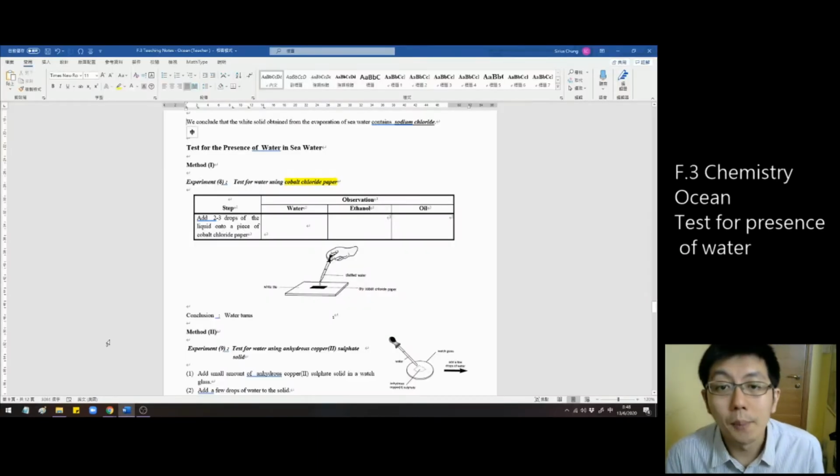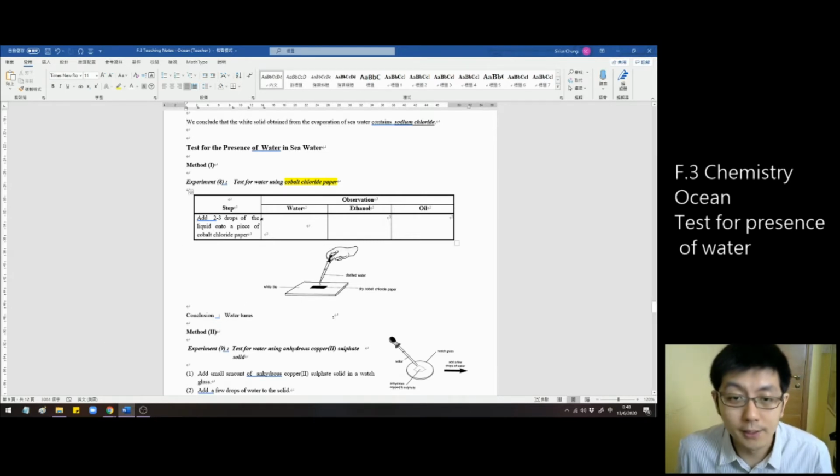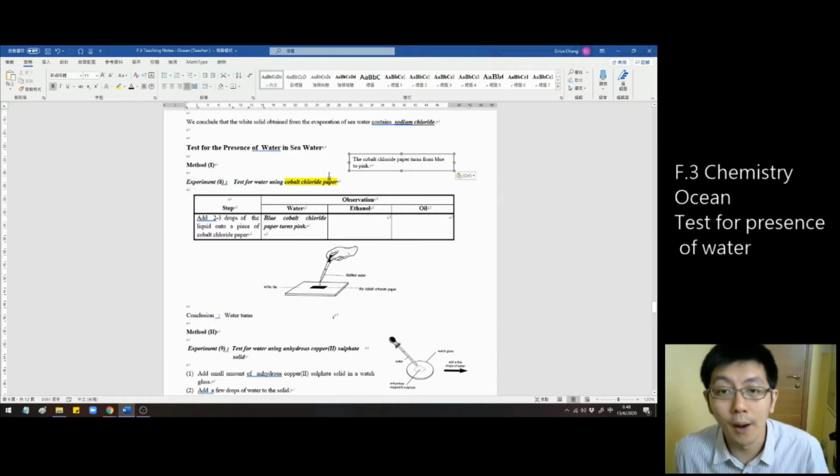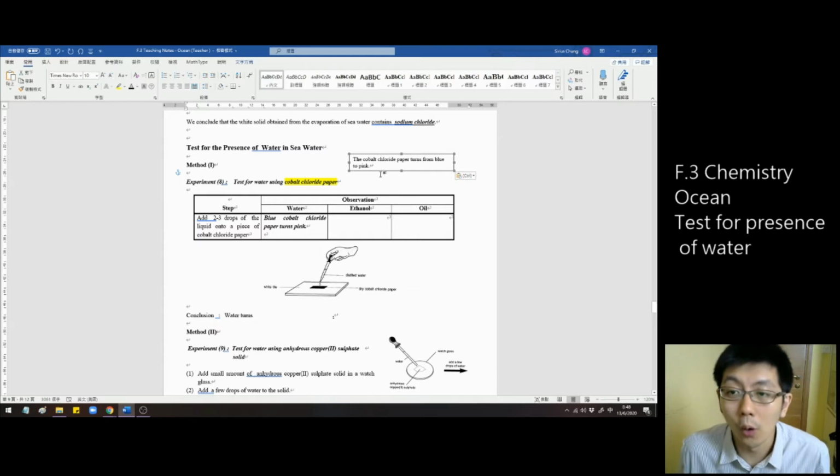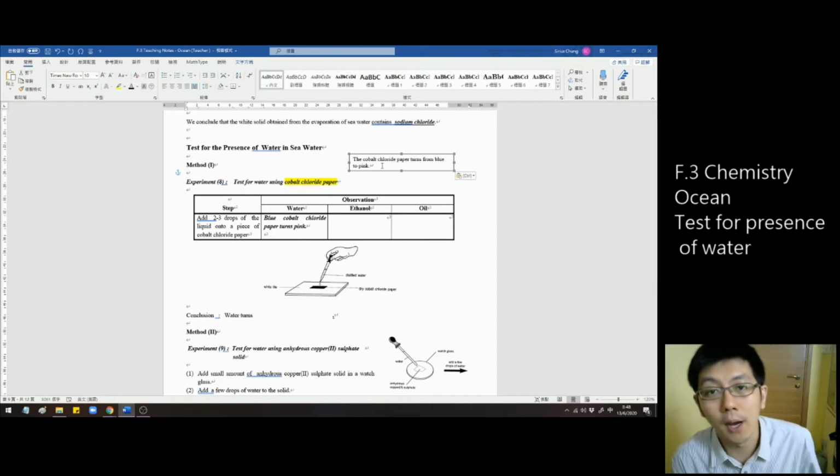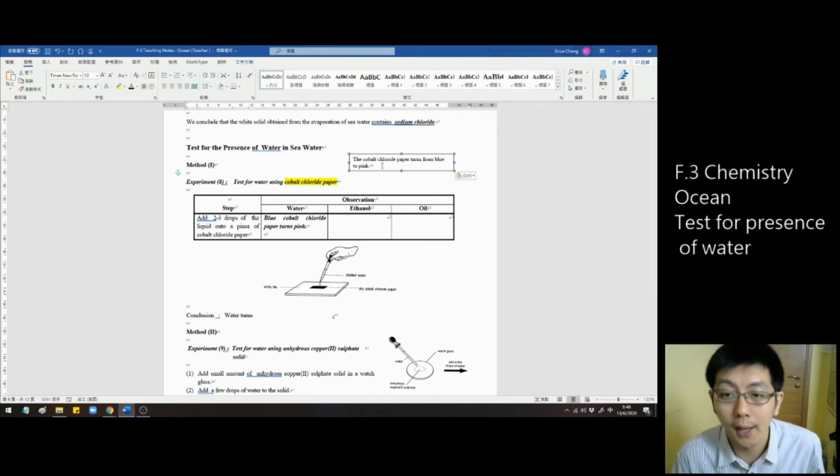So how can we describe the observable change when the dry cobalt chloride paper is put into water? You have learned this in Form 2. We describe it like this. Blue cobalt chloride paper turns pink. Or we have another version. The cobalt chloride paper turns from blue to pink. In chemistry, we must describe both initial and final color if we are mentioning the color change.